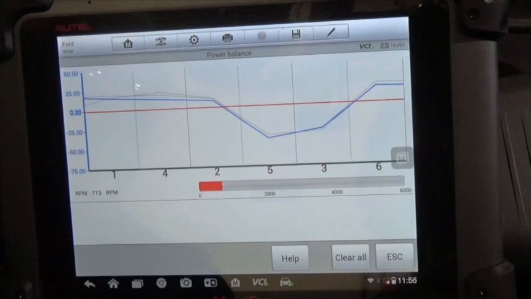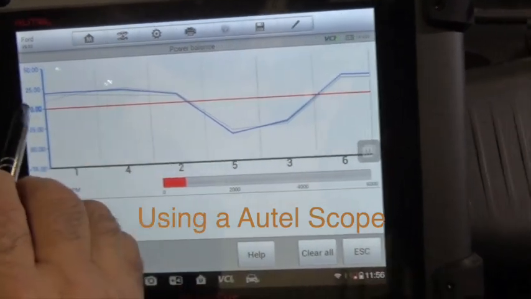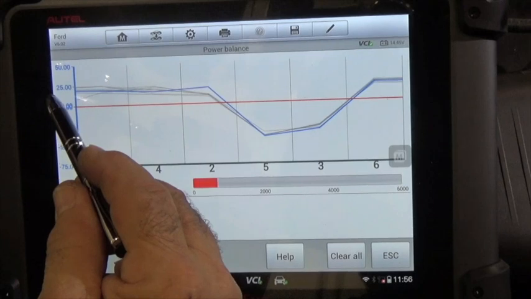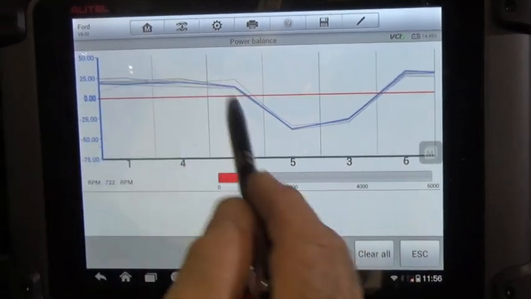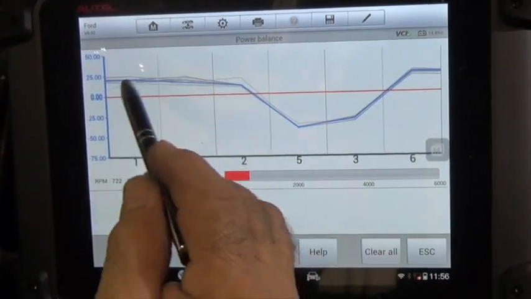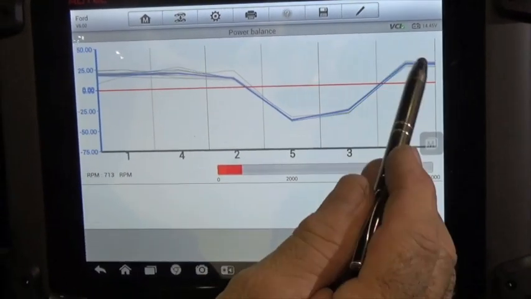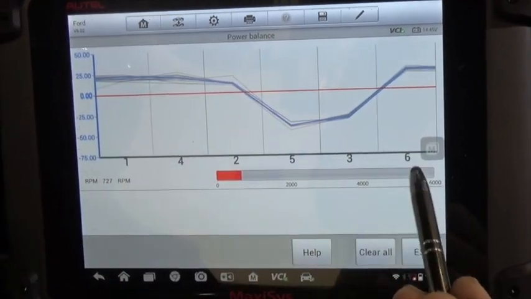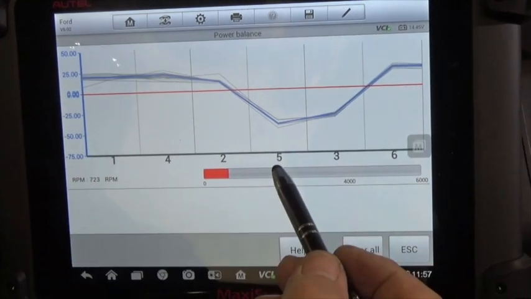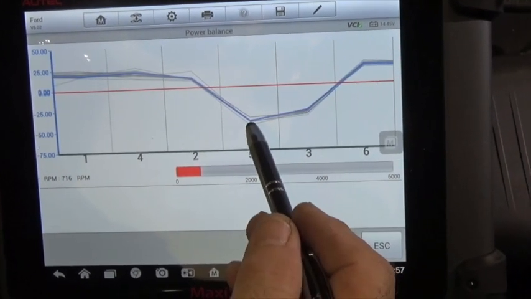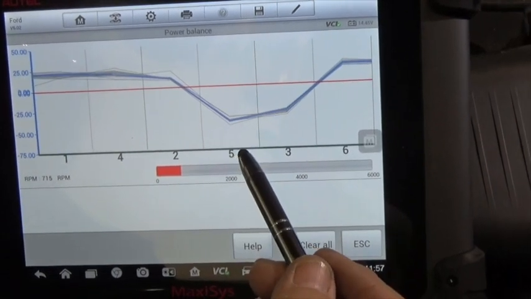Now when it is running this power balance, you can see that it has the firing order right there. It starts with the blue line, it just continues, and every time it paints a new trace, it makes it gray. That way you can see if it's consistent or if there are glitches, or if one cylinder or the other one is the problem. Now in this case, cylinder 5 and 3. 5 is contributing the least to power.